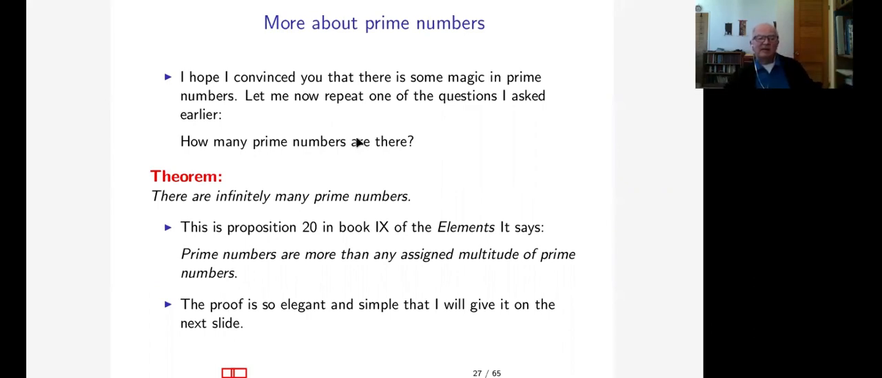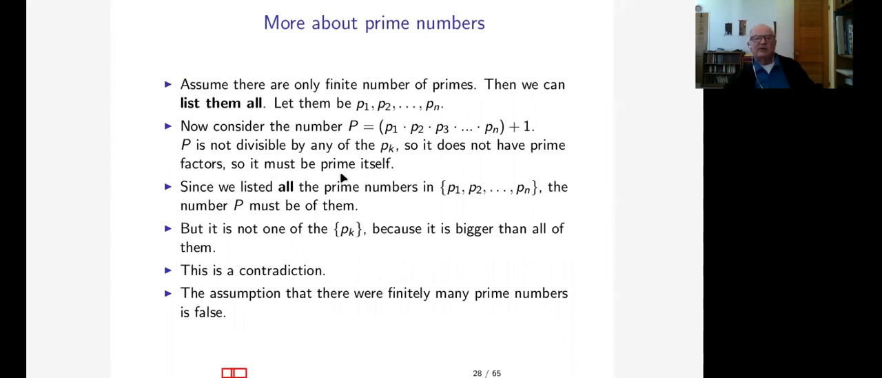And the answer comes from this theorem: there are infinitely many prime numbers. Actually this is proposition 20 in book 9 of the Elements. It says prime numbers are more than any assigned multitude of prime numbers. This is how Euclid wanted to express that there are infinitely many. You take any assigned multitude and then you have more numbers than that. And the proof is so simple. There are many proofs of this, but I have one here that is so simple and so elegant that I will just give it. So here is a proof.